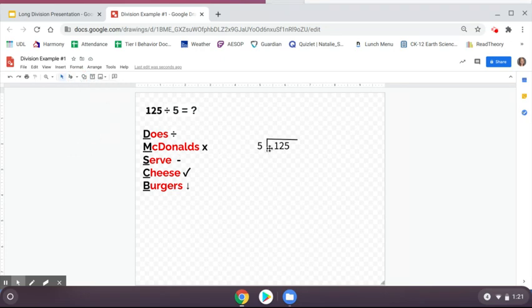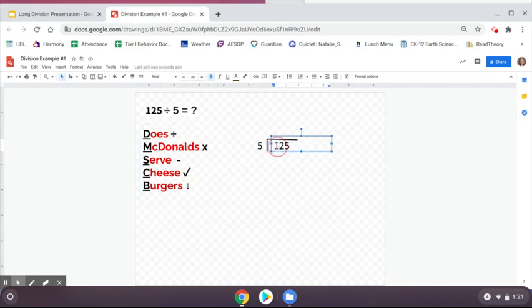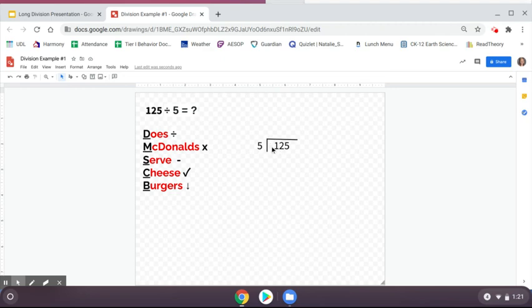So we have, does is our first step. So does McDonald's serve cheeseburgers? The answer is yes, but we are going to divide first. So division. So we look at our very first digit of our dividend. We're going to go left to right, and we're going to start with 1. So we are going to divide first. 1 divided by 5. Can I do that? If I have 1 apple, can I divide that between 5 friends? I cannot. So I need to move to my next digit too.